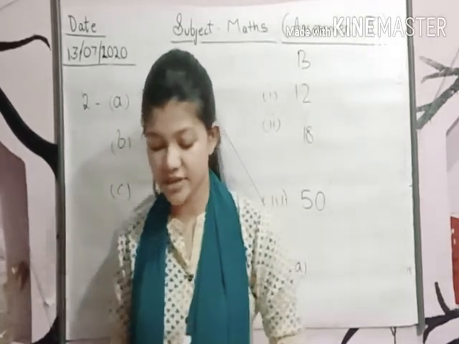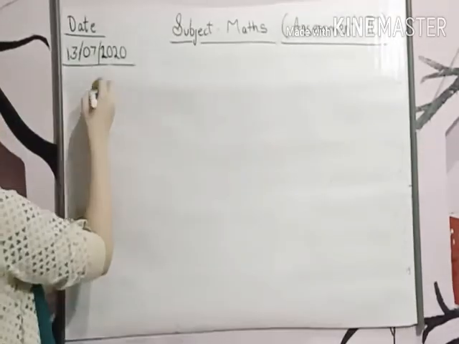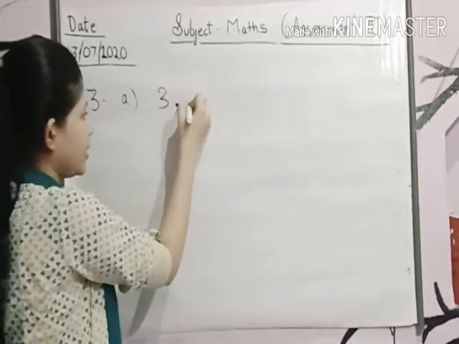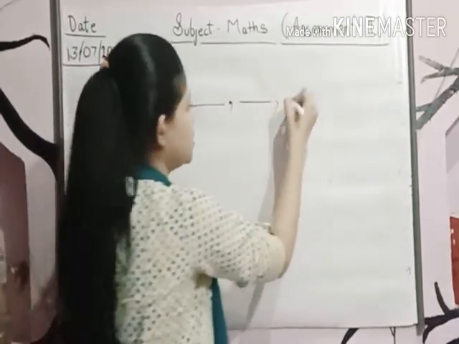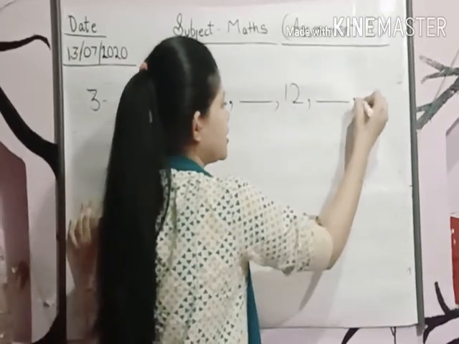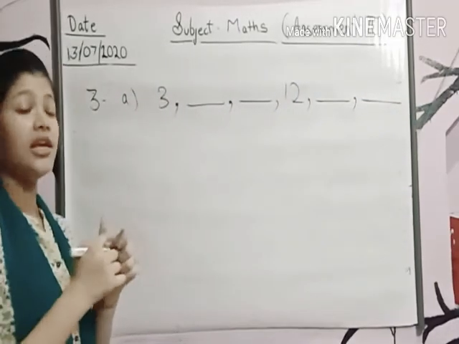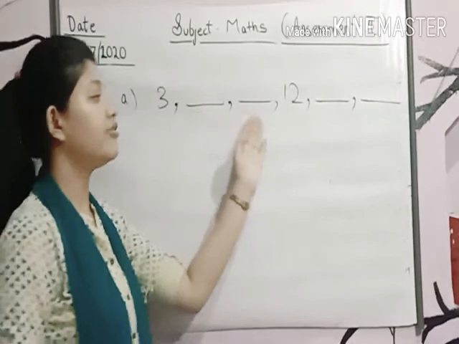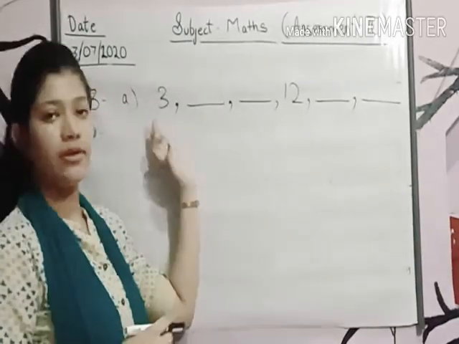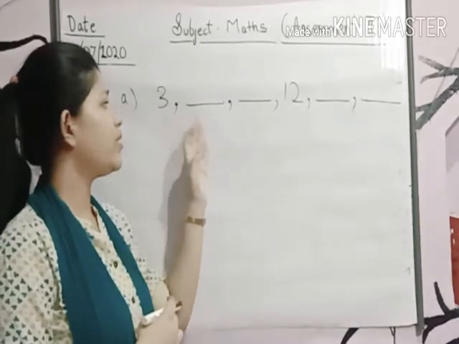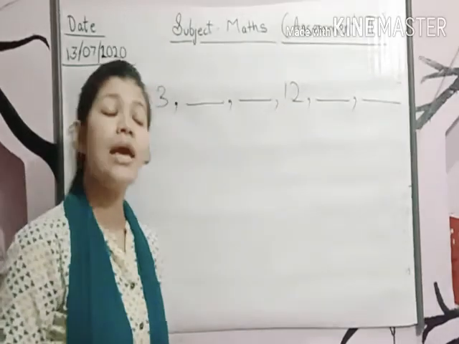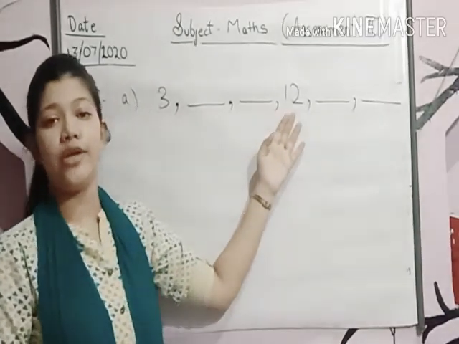Okay, let's see the first one. The first one is 3, dash, dash, 12, dash, dash. Yes. Now see what you have to do. You have to write the missing numbers. Yes. Now what will we do? Check. If there were only 3, then it would be easy for you, or you could also write 4, 5, 6, 7, 8. Yes. But here 12 is given over here.